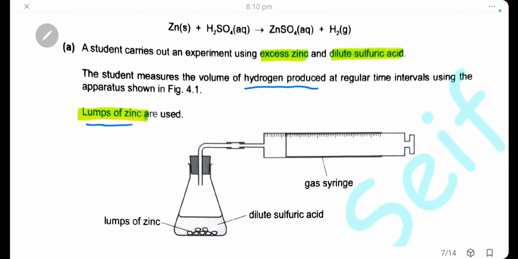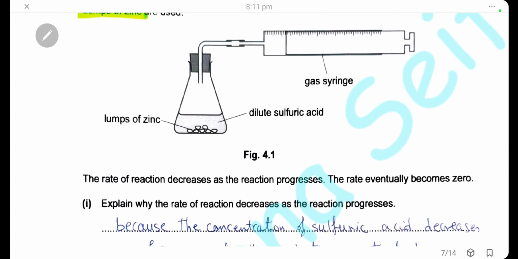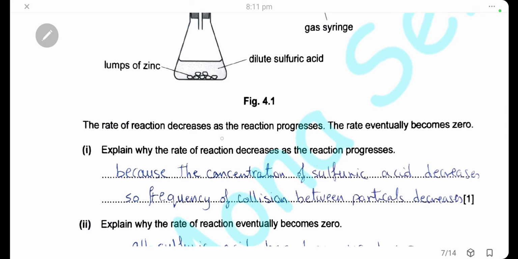The student used lumps of zinc. So he adds lumps of zinc to the dilute sulfuric acid and collects hydrogen gas in the gas syringe, measuring the volume of hydrogen at regular time intervals. The rate of reaction decreases as the reaction progresses. The rate eventually becomes 0. Explain why the rate of reaction decreases as the reaction progresses.